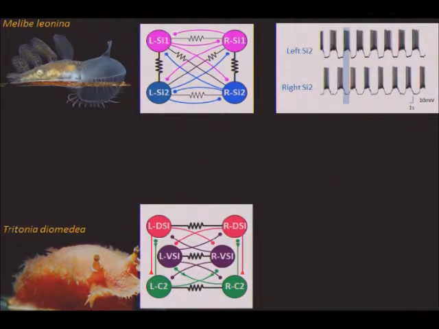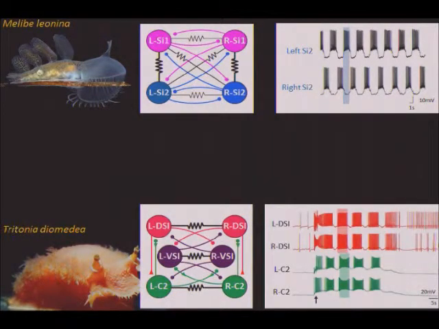In Tritonia, here are the neurons that are involved. They're called the dorsal swim interneuron, the ventral swim interneuron, and interneuron C2. The connectivity between these neurons differs. It's much more complex in its circuitry, and the electrical coupling is primarily contralateral. Each neuron is electrically coupled to its contralateral counterpart.